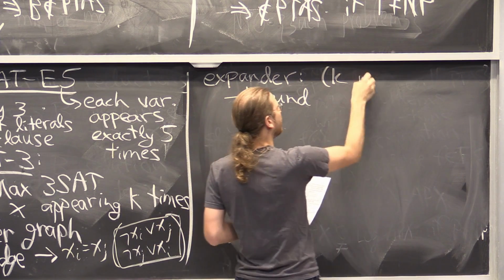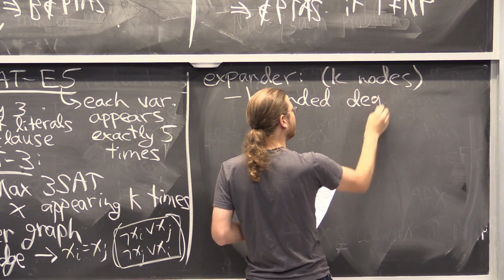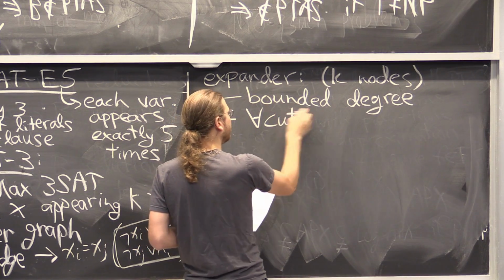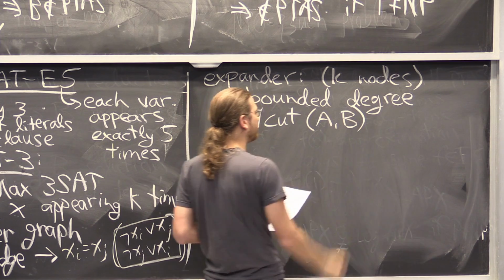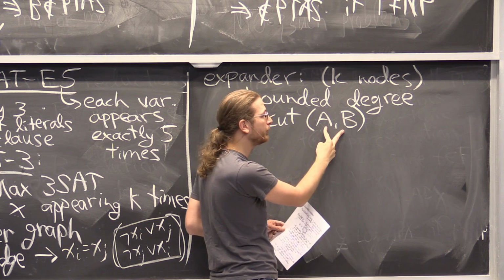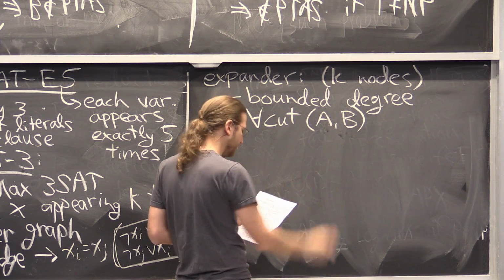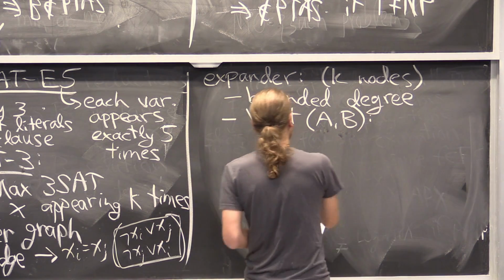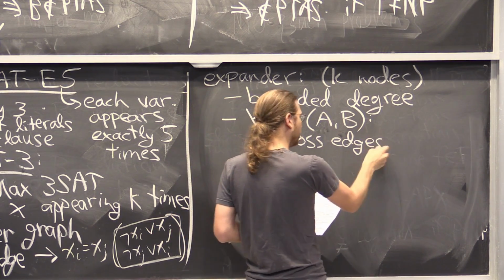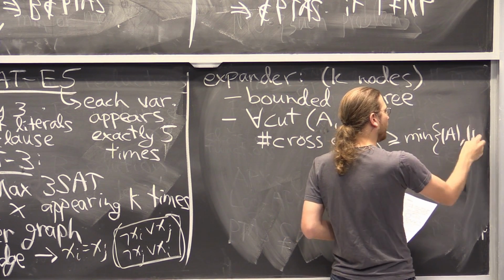So this is for k nodes. We have bounded degree, and for every cut AB, I think we've talked about cuts in the context of max cut. The idea is that A and B are disjoint, and their union is the set of all vertices. A is one side of the cut, B is the other side. We want the number of cross edges, the number of edges between A and B, to be big. It's at least the min of A and B.